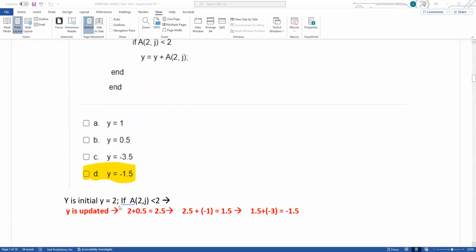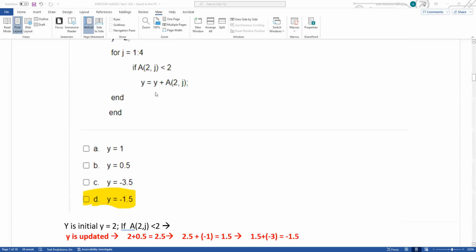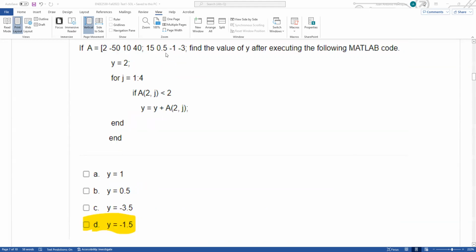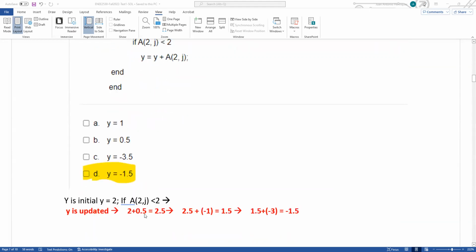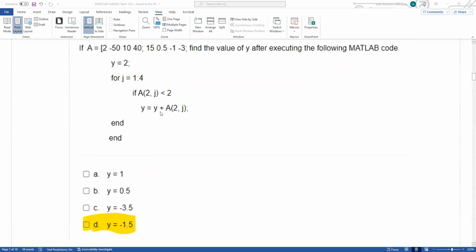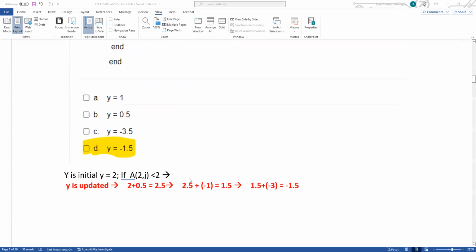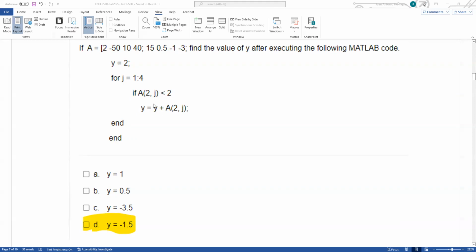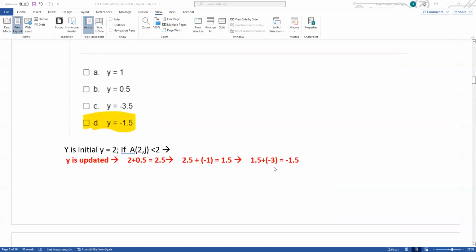So it starts at 2, and then it's updated at every iteration. In the first iteration, it's going to take 0.5, and add 2 plus 0.5. So the first iteration gives you 2.5. The second one is going to take the value of y computed previously, and add minus 1. So now you're going to have 2.5 plus minus 1 gives you 1.5. So now the value of y is 1.5, and then it's going to add the third element, which is minus 3, and 1.5 plus minus 3 will then give you minus 1.5, which is the answer.